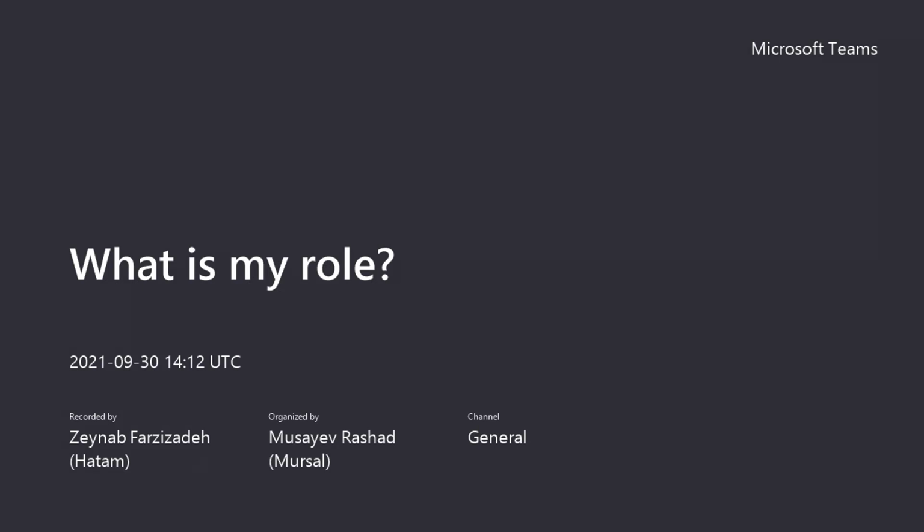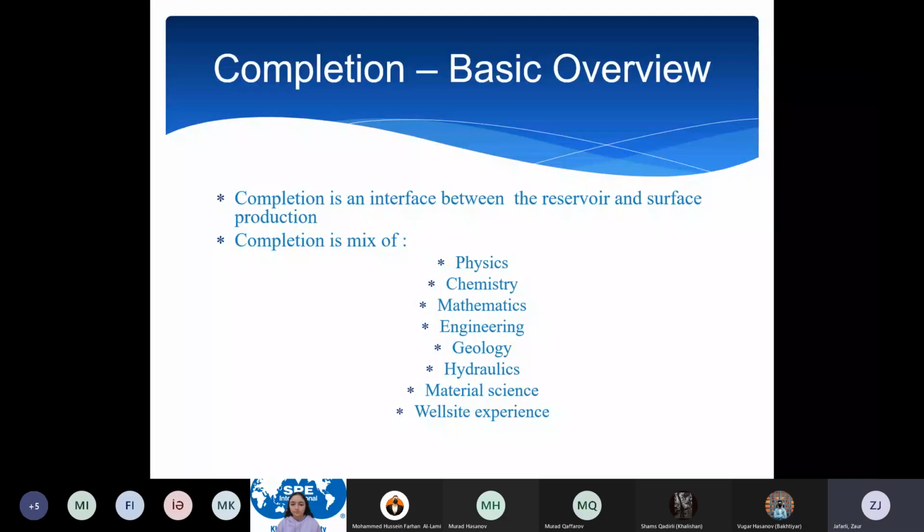Interface. Once you drill the reservoir section, which is the source, where the hydrocarbons are accumulated, then you drill to that section, and then the completion is the means of bringing hydrocarbons to the surface in a safe and efficient manner.